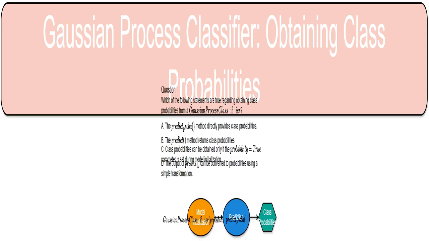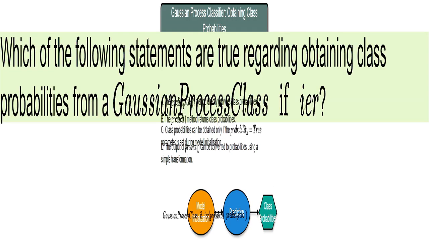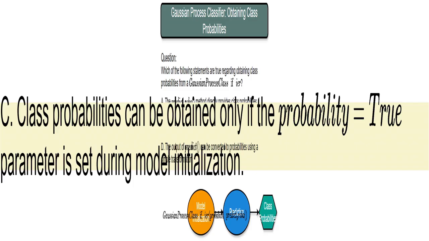I'm tackling a problem about getting class probabilities from a Gaussian process classifier in Sklearn. It's a common machine learning task, and understanding how to get these probabilities is key. This is the core question. We need to determine which statements correctly describe how to get class probabilities from this specific type of classifier. This statement is about the setup. I need to make sure I set the probability parameter to true when I first create my Gaussian process classifier model. If I don't do this, I won't be able to get the class probabilities later. Think of it like setting up a coffee machine. You need to add the water before you can get coffee.